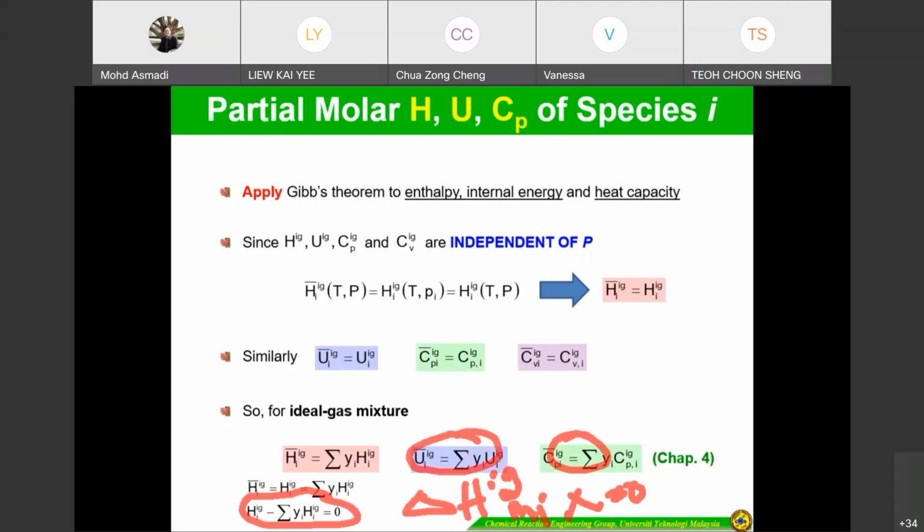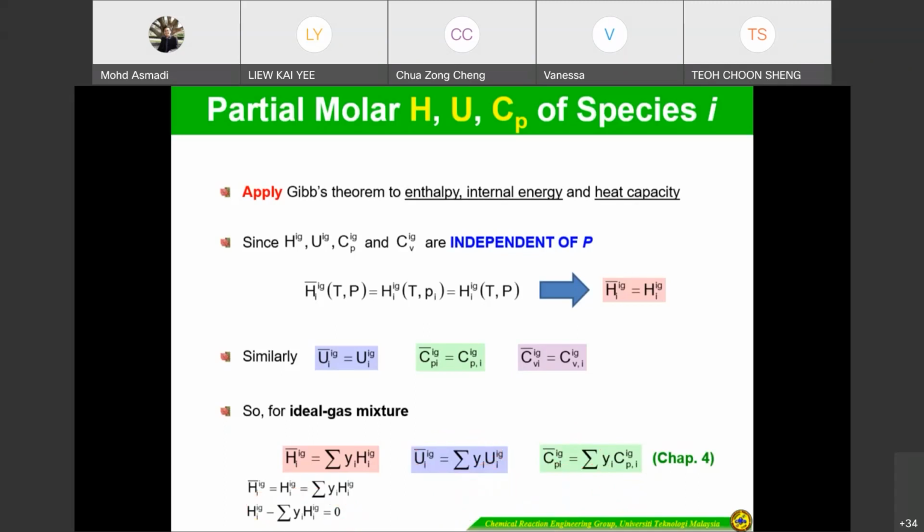Except for the entropy, and in parallel the Gibbs energy. Entropy depends on the pressure, so it's not equal to 0. For other thermodynamic properties, the property change of mixing is equal to 0. So you have to remember that.